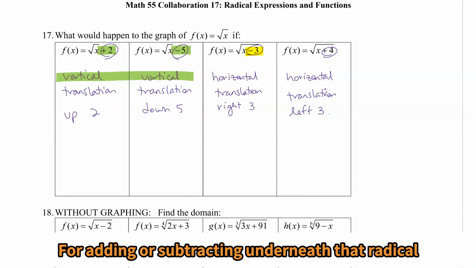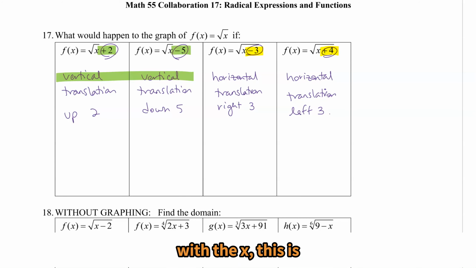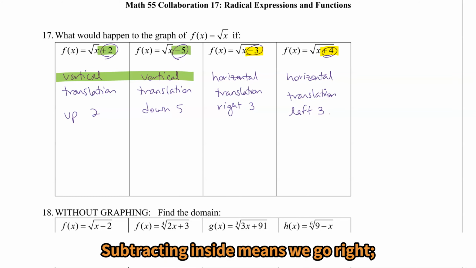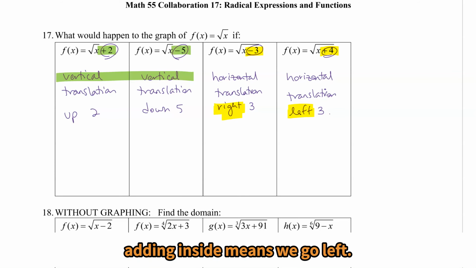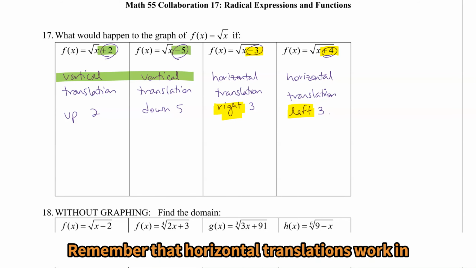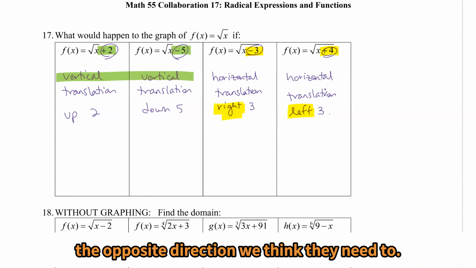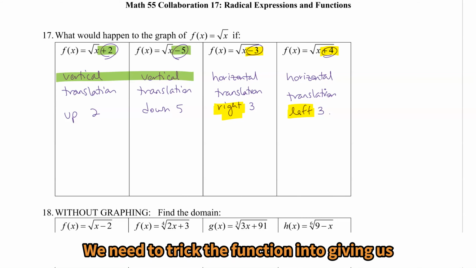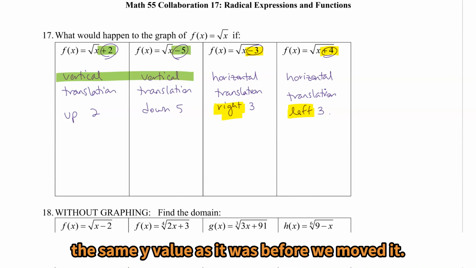For adding or subtracting underneath that radical with the x, this is a horizontal translation. Subtracting inside means we go right, adding inside means we go left. Remember that horizontal translations work in the opposite direction we think they need to. We need to trick the function into giving us the same y value as it was before we moved it.